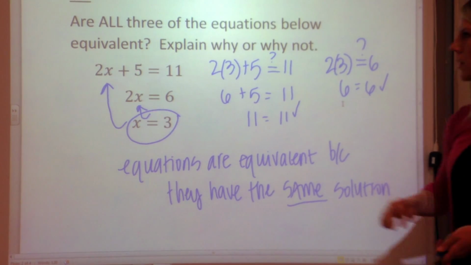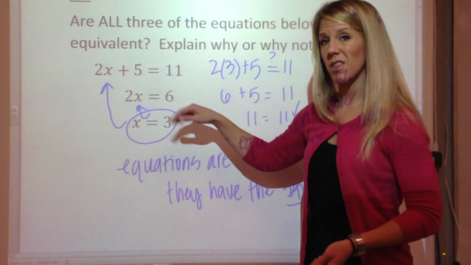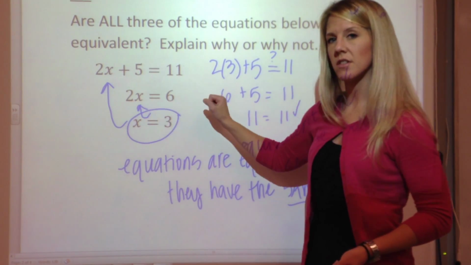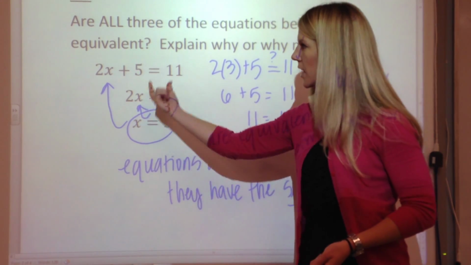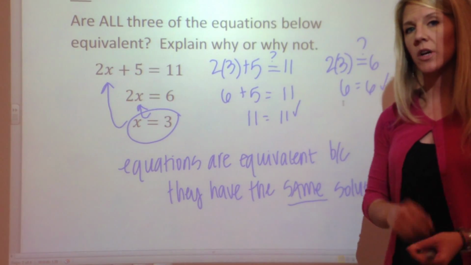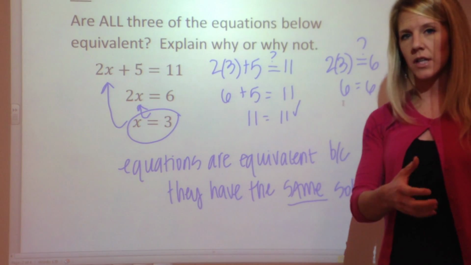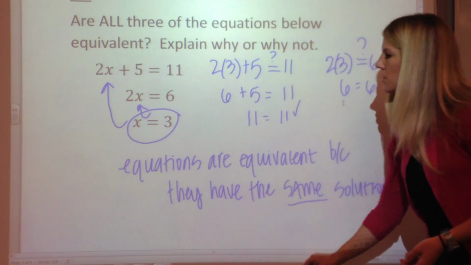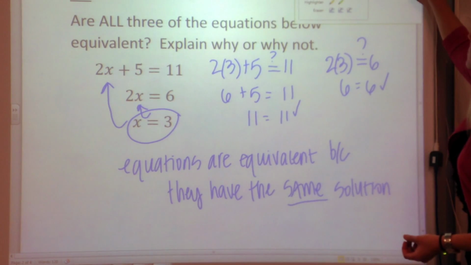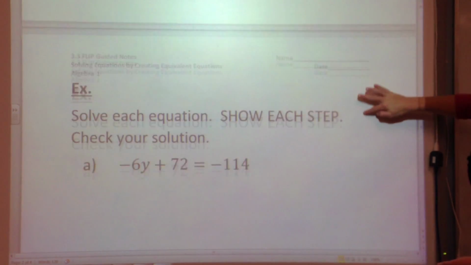So no matter what, 2 times something plus 5 is 11, that something is 3. 2 times something is 6, that something is 3. So every single step, that value of x made each equation true, each equation was balanced, left side always equaled the right side. So they are equivalent because they have the same solution. In this case, that solution was 3.